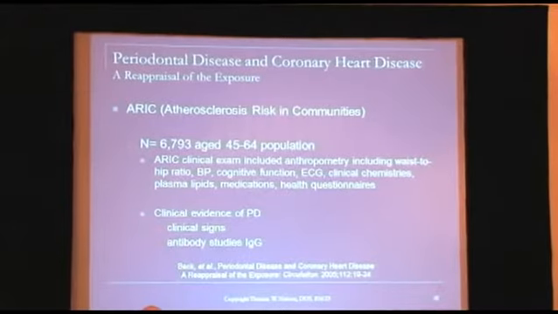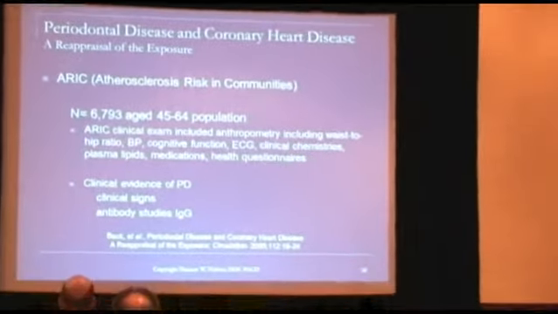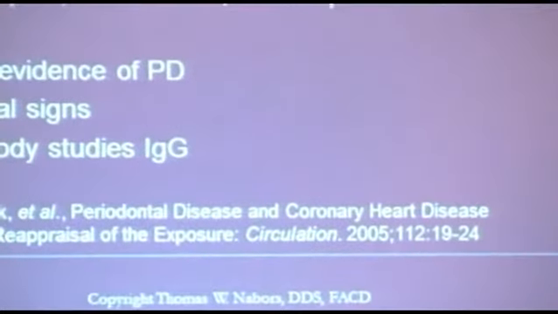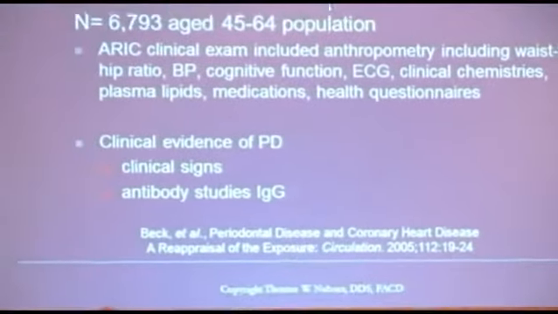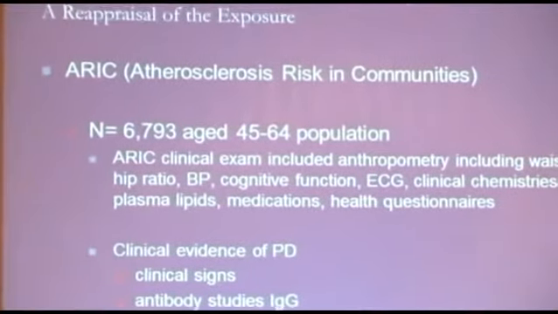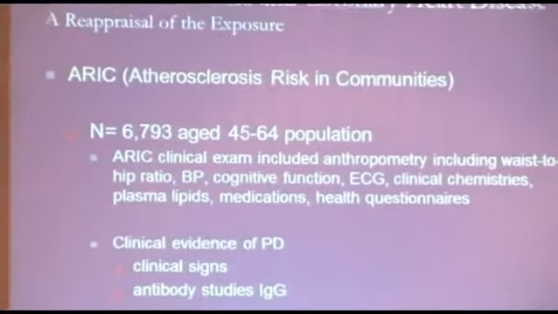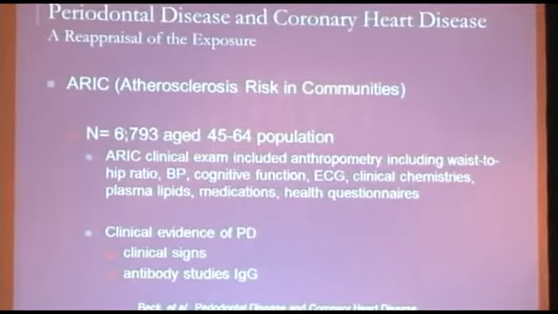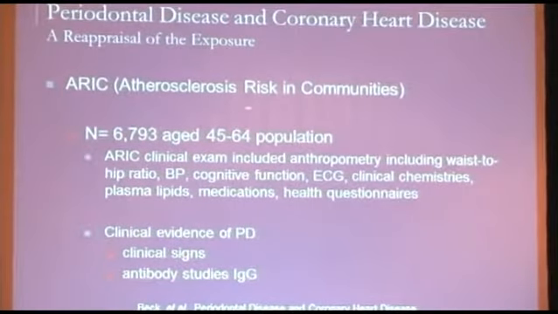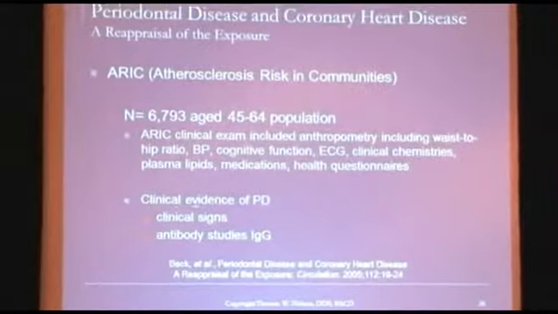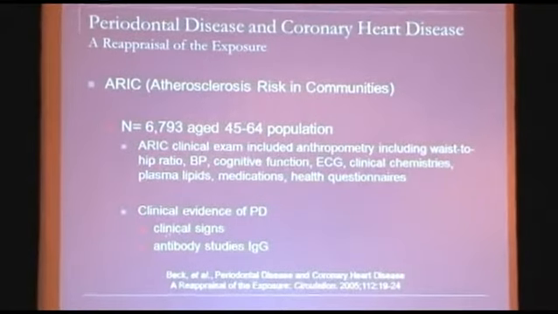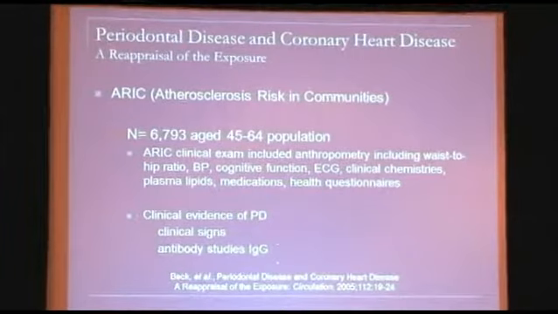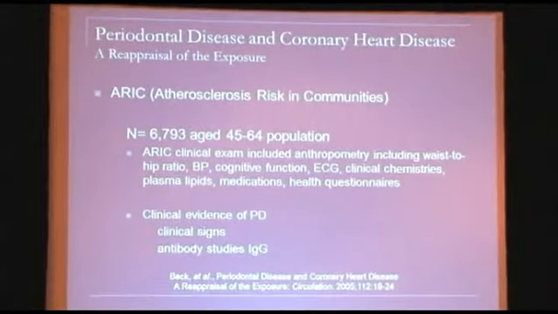This is an interesting study and a good one that was published in 2005, but it's still very, very good because it talks about the difference between clinical signs of periodontal disease and microbiologic signs of periodontal disease. A large population study in the Atherosclerosis Risk in Communities group looked at the clinical signs of periodontal disease in relationship to coronary heart disease and antibody studies to IgG.